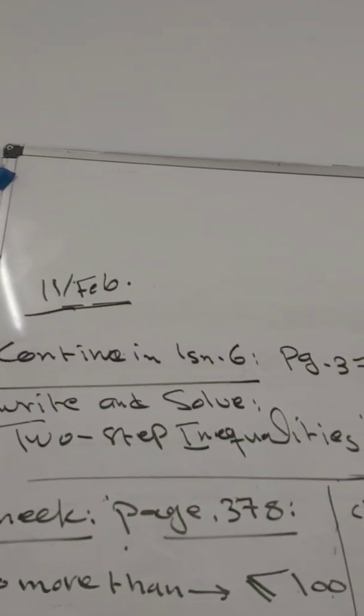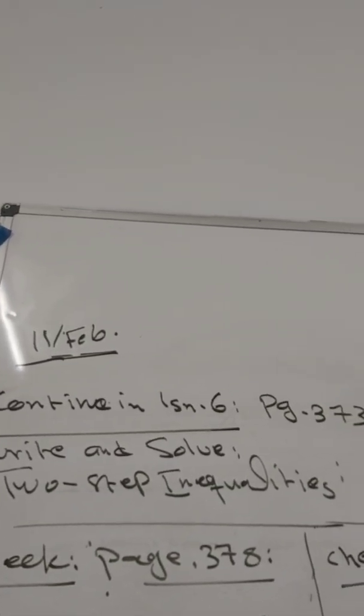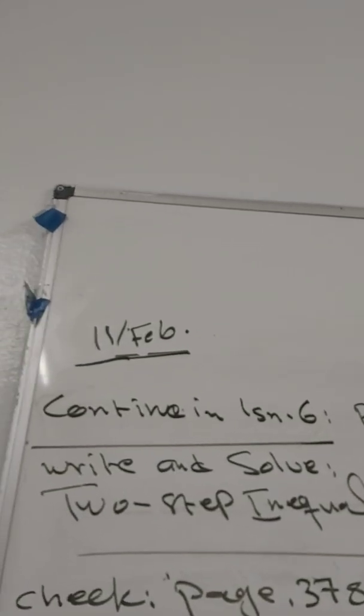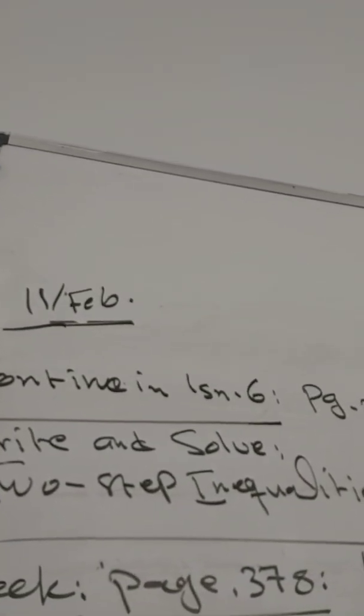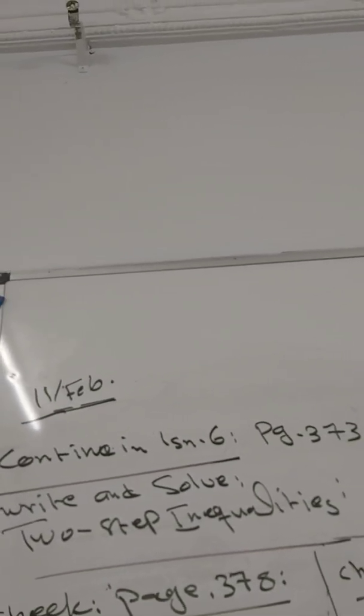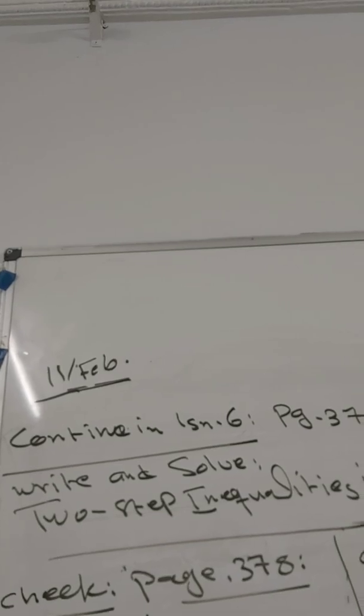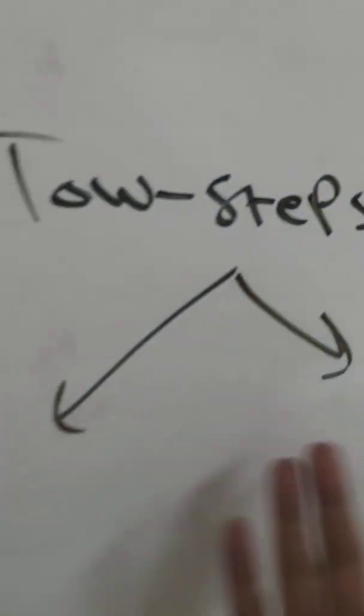Hello grade 7, inshallah today we will continue in lesson 6, page 373, write and solve two-step inequalities. We started this lesson in the previous period and today we'll continue the examples and the check questions in this lesson. Now two-step inequalities, guys, means you will do two steps to solve these inequalities.